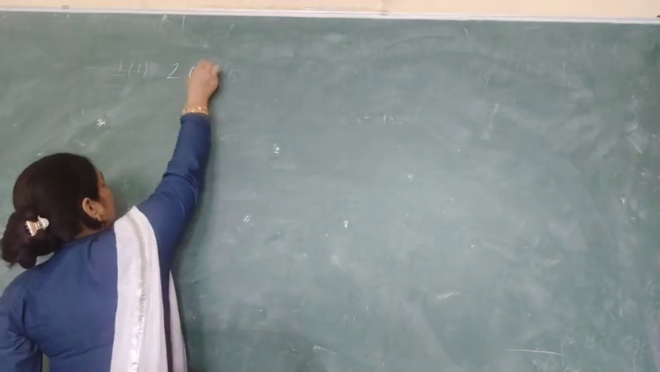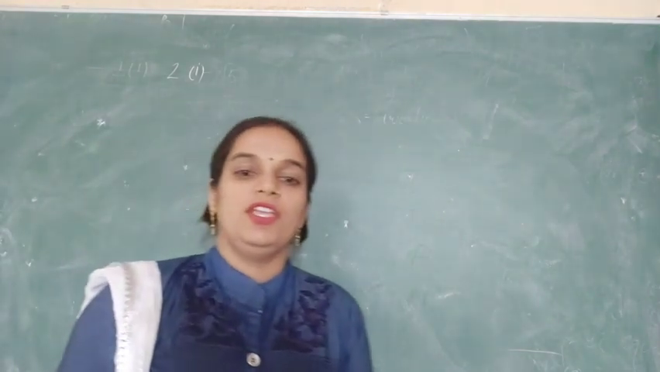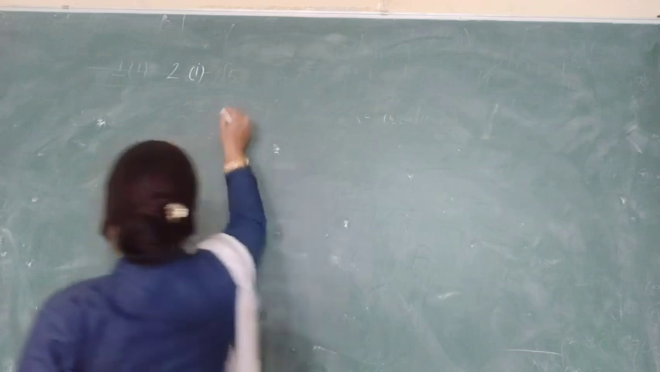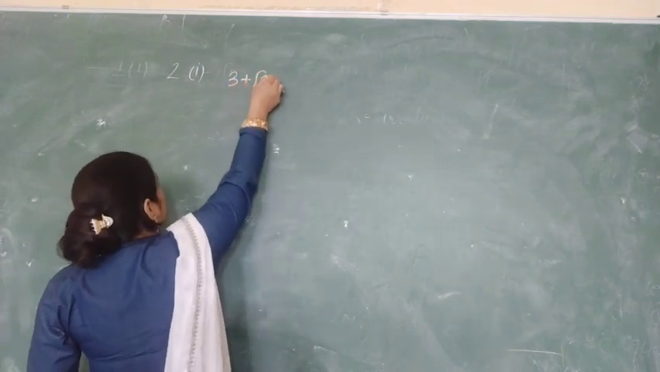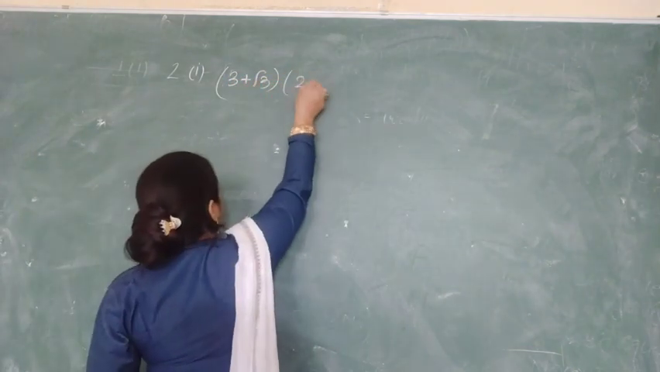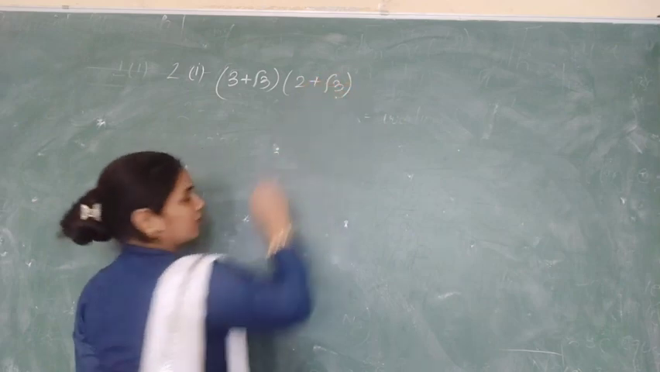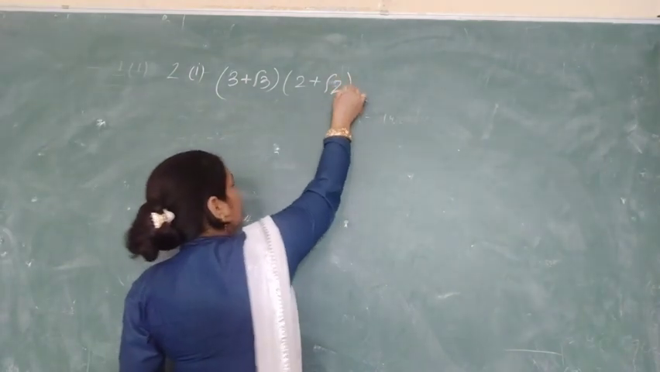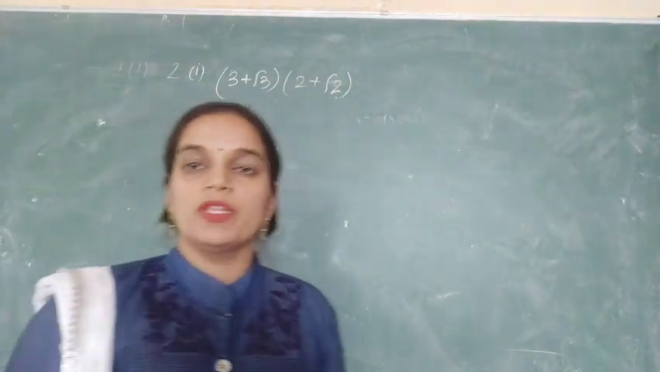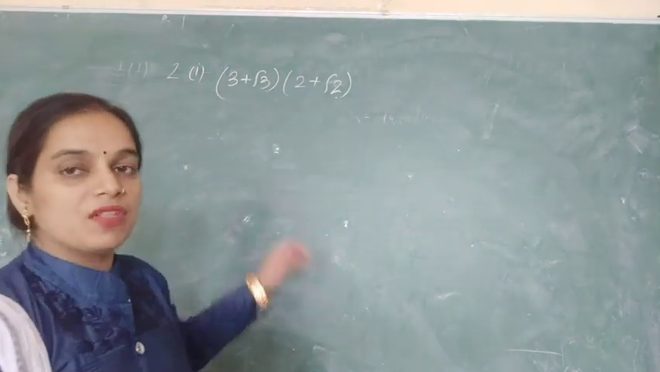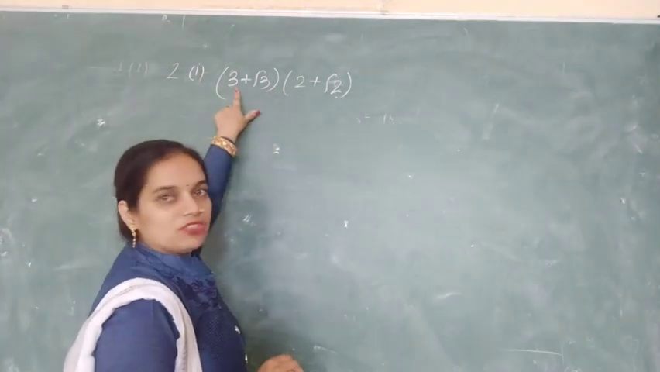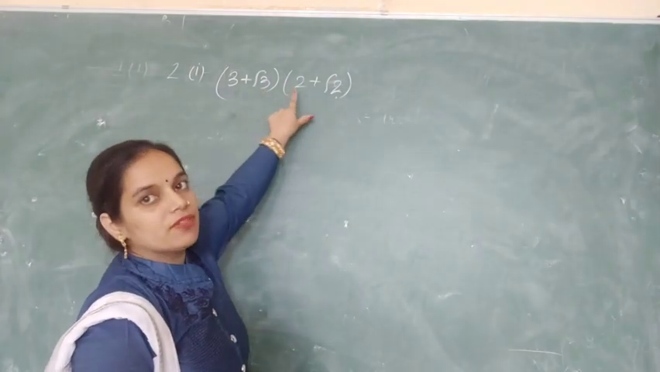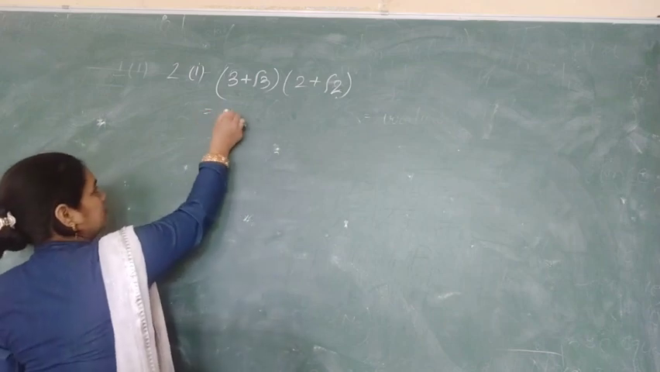This is the first part of question number 2, in which we have to multiply 3 plus root 3 with 2 plus root 3. Now the procedure of multiplication will be, firstly we will multiply 3 with 2 plus root 3, then we will multiply root 3 with 2 plus root 3, like this.